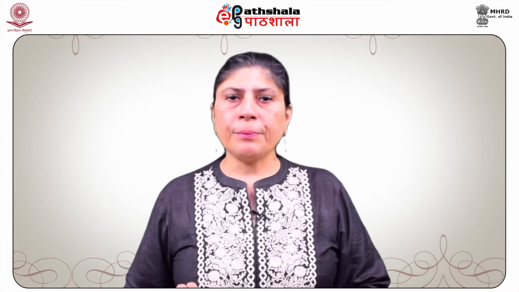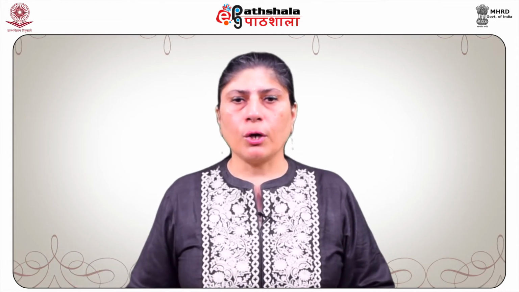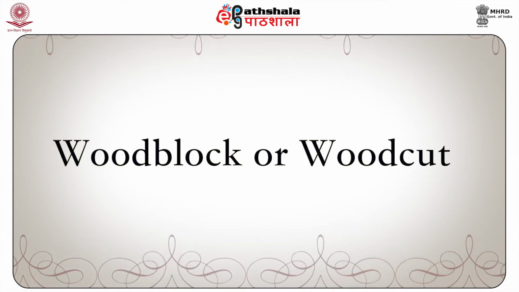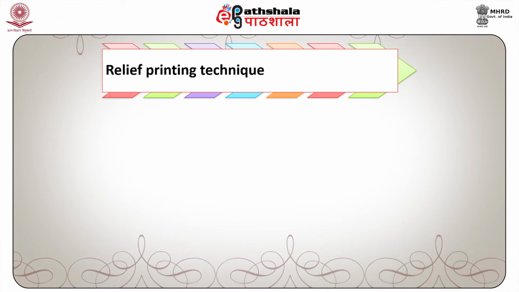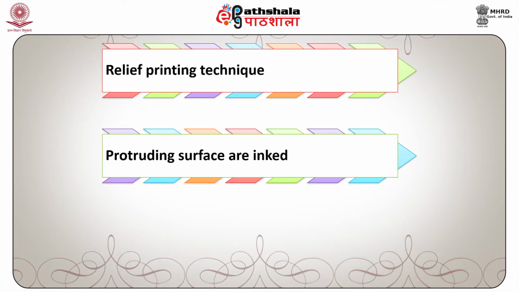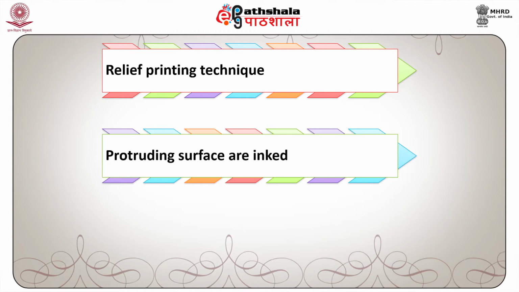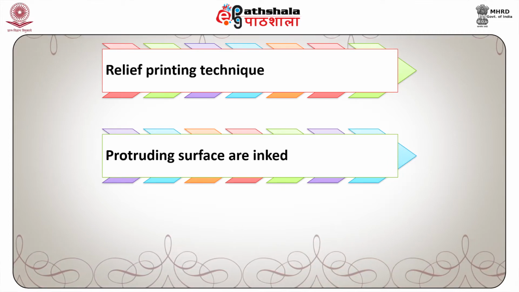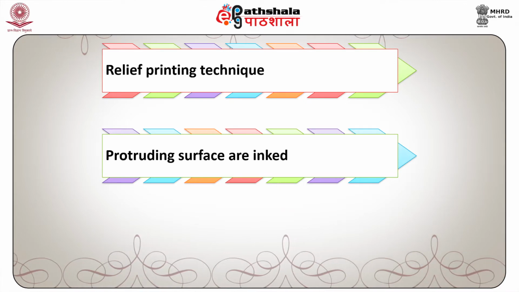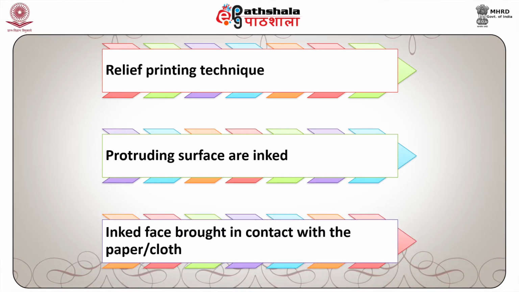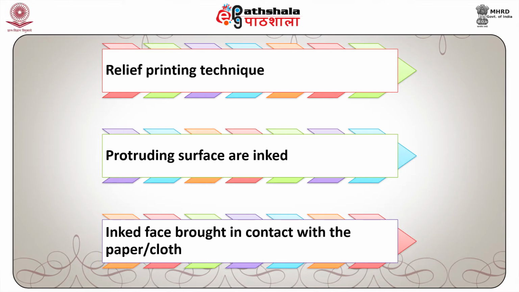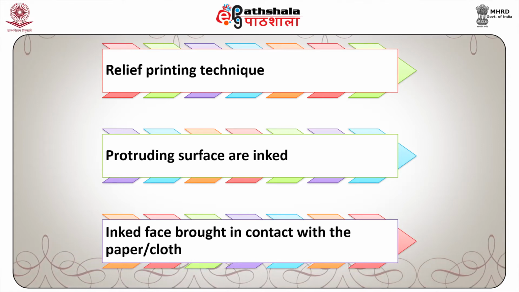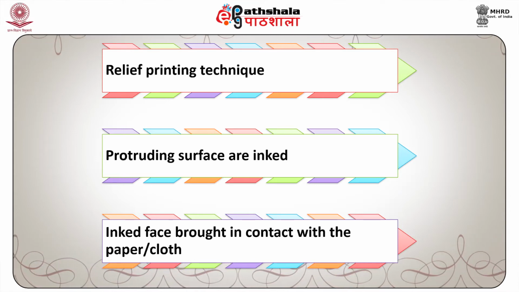The cloth to be printed would be placed on a flat surface and printed using wood blocks. Wood block or woodcut is a relief printing technique. The protruding surfaces of the printing plate or block are inked while the recessed areas are ink-free. The inked face of the matrix is brought in firm contact with the paper or the cloth.